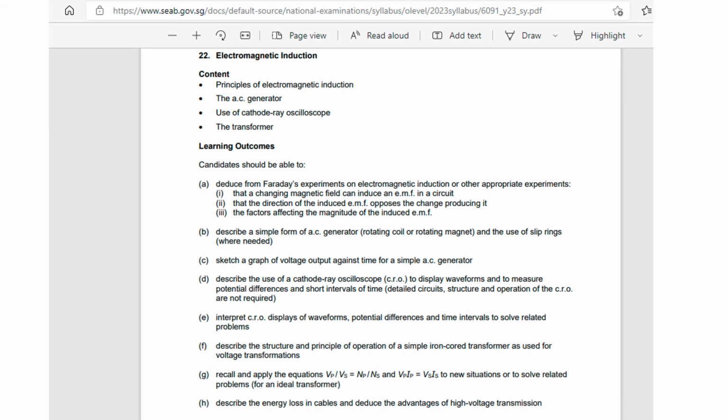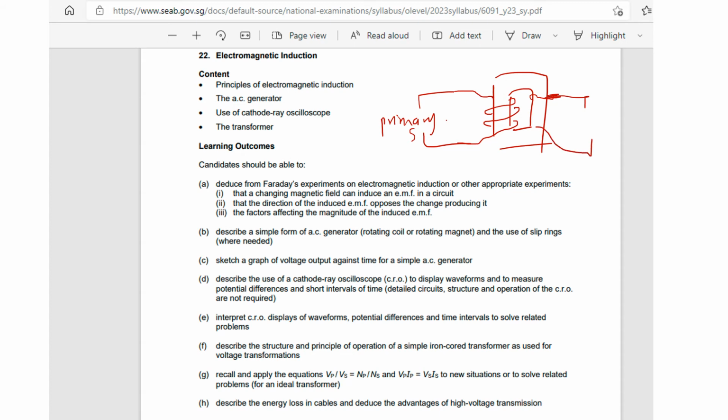So a simplified diagram of a transformer looks like this. This is usually the primary, and this is the secondary. So let's look at this. Then this one is the secondary. Maybe let me draw directly.